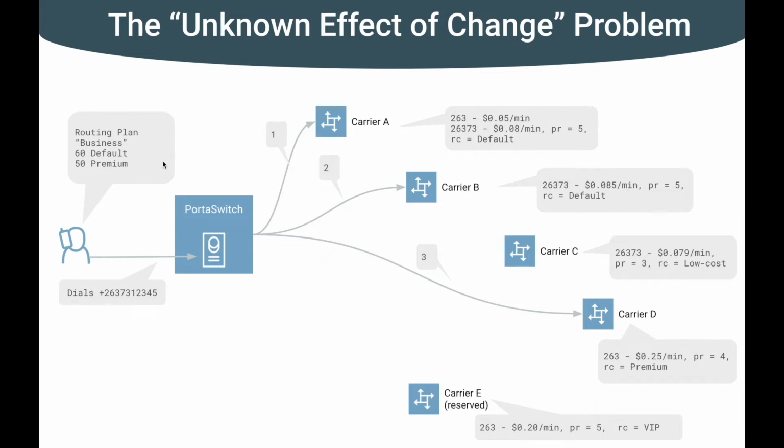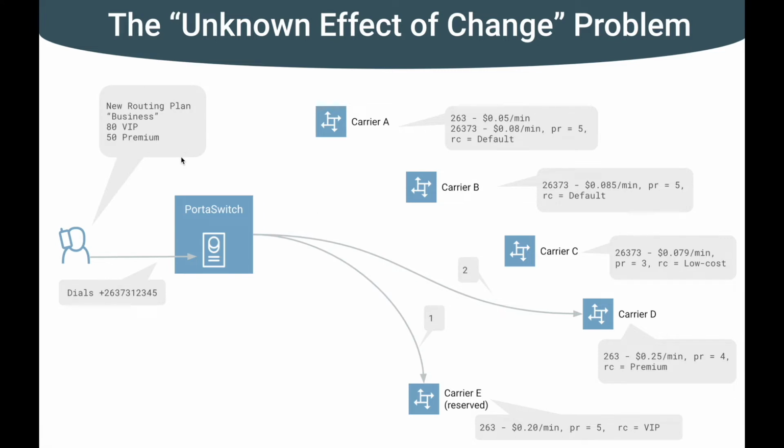The administrator in this case checks the routing plan. In our routing plan business, we have two categories. We have default with priority 60 and premium with priority 50. So right now, our routing plan contains carrier A, then carrier B, and carrier D. Our carrier E is in the VIP route category. If the administrator changes the routing plan to VIP with priority 80 and premium with priority 50, this means carrier E moves to the top of our list, then we'll have carrier D, according to this new routing plan.